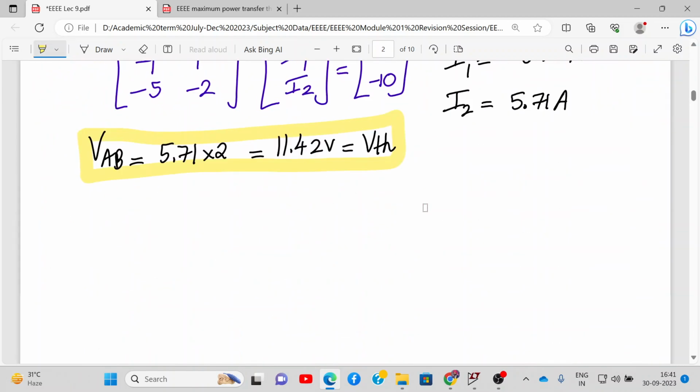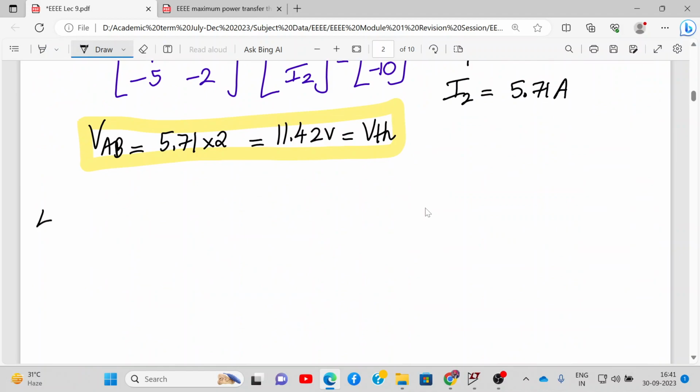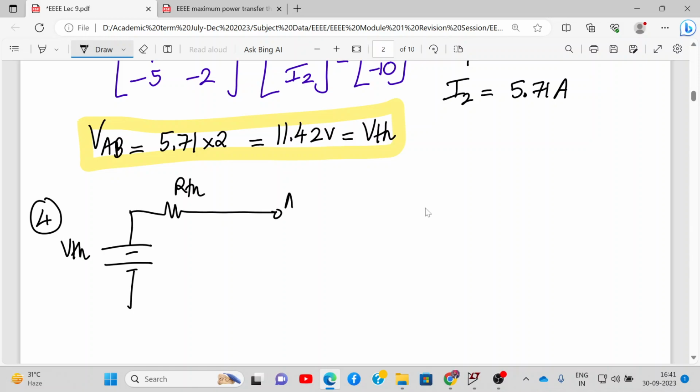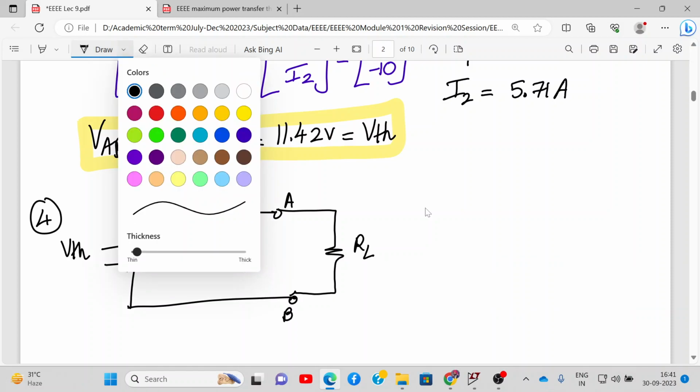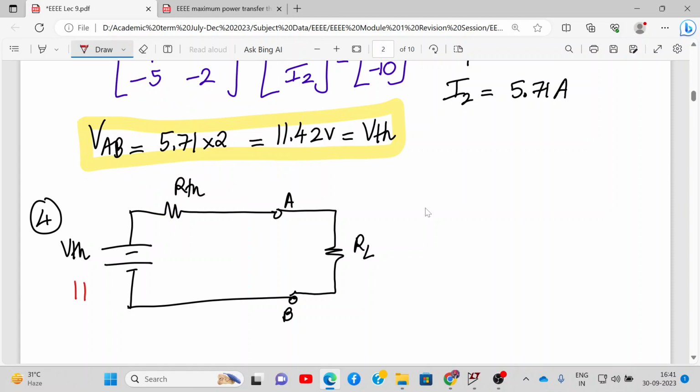Now next step, we draw the Thevenin's equivalent circuit. So let's draw the Thevenin's equivalent circuit. This is VTH, RTH, this is A and B terminals, and we connect back your load RL. Over here this value is 11.42, this is 8.43 ohms, and RL is 8.43 ohms.